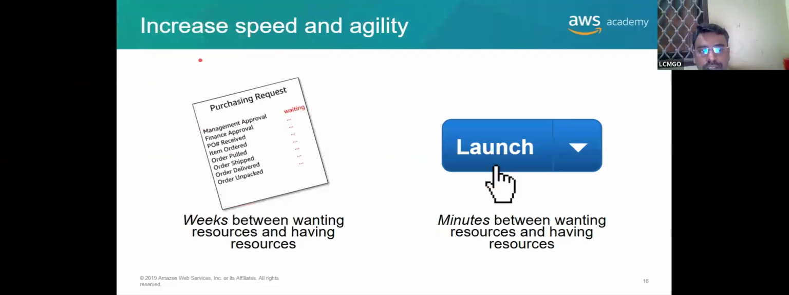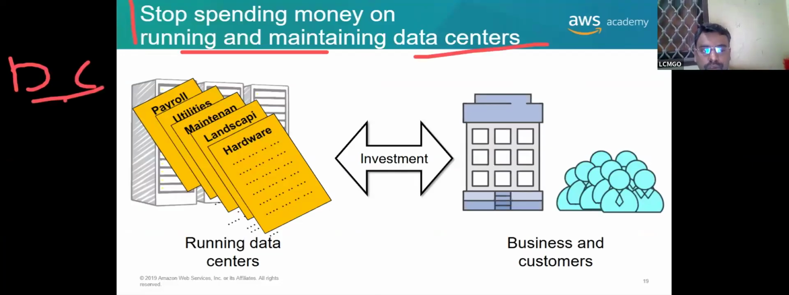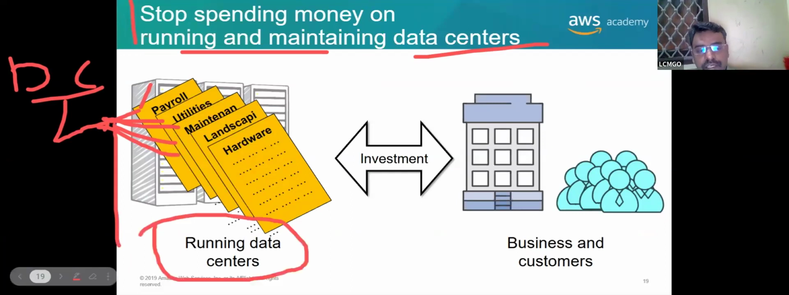Next, the fifth one: stop spending money on running and maintaining data centers. So if I am taking a data center, what are all the things I have to pay? I have to pay for the employees, utilities, maintenance, landscape, hard disk, hardware, everything I have to pay. So if I start a data center, it will take more time.